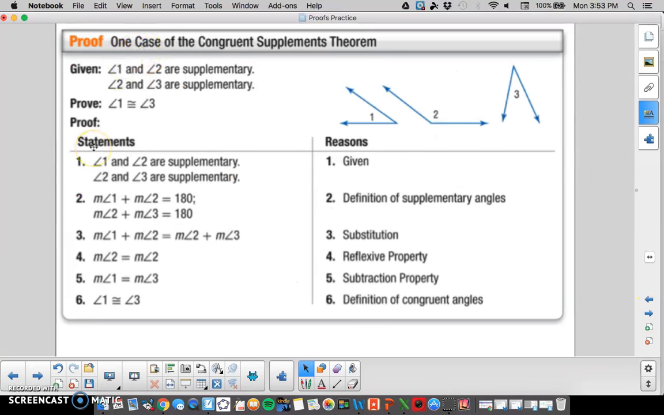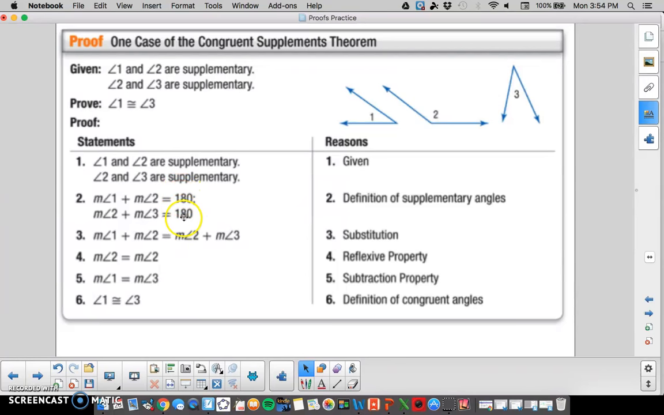Okay, so here's an example of the congruent supplements theorem. It tells us that angle 1 and angle 2 are supplementary and 2 and 3 are supplementary. That's our given information. So we write that in equation form based on the definition of supplementary angles. The measure of angle 1 plus the measure of angle 2 equals 180, and angle 2 plus angle 3 equals 180.